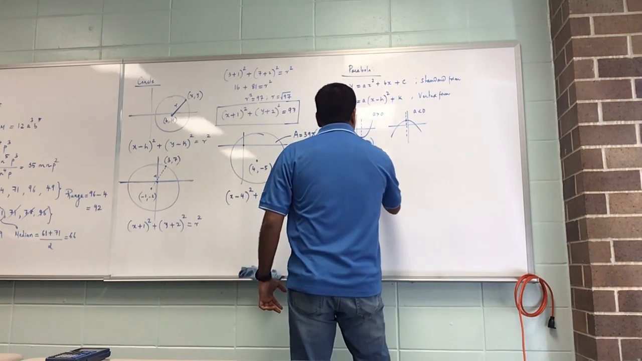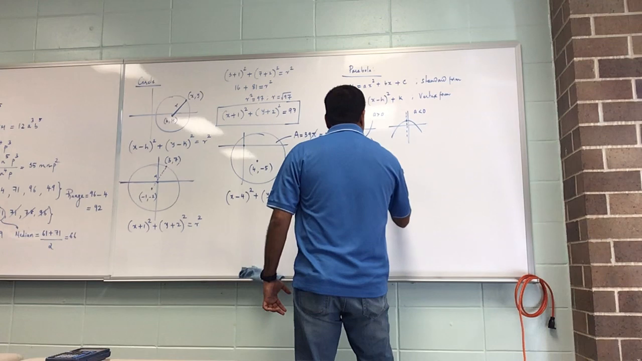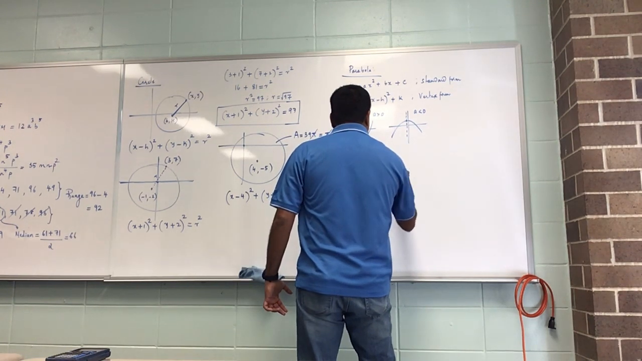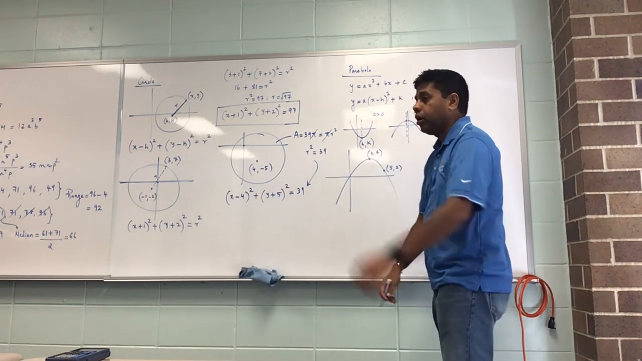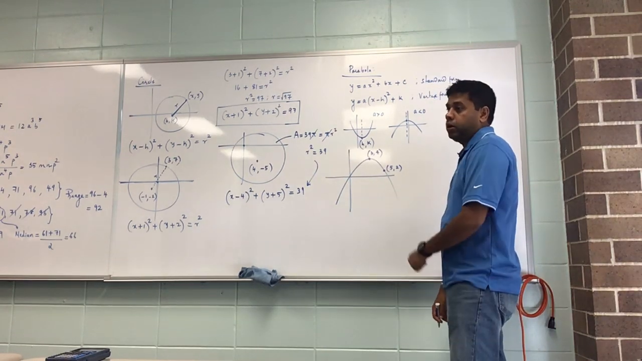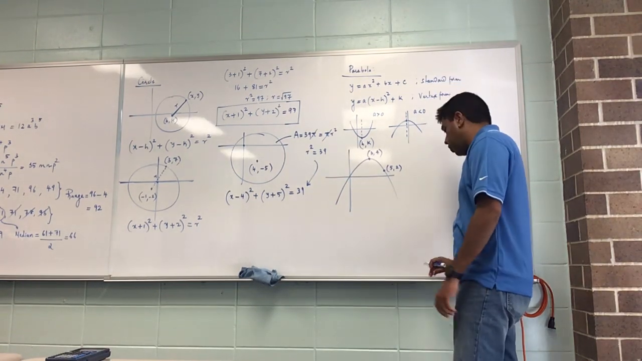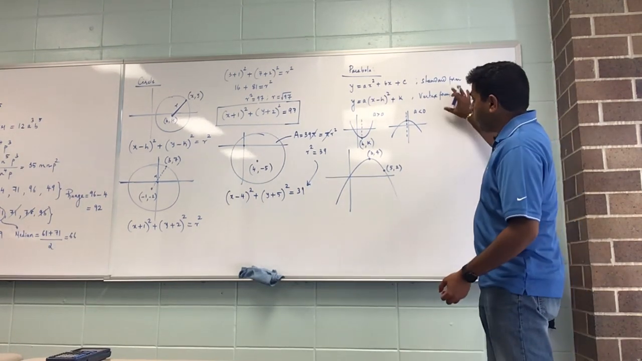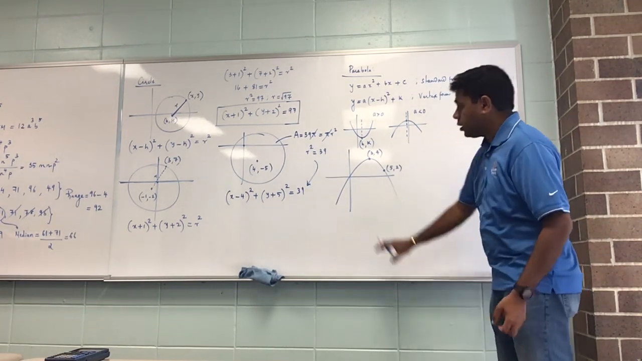this is the vertex 3, 4, and let's say there's a point on the parabola 5, 2. All right? Question here for you. Find the equation of the parabola in the vertex form. Get started. You can write down this first if you want, then do this problem.